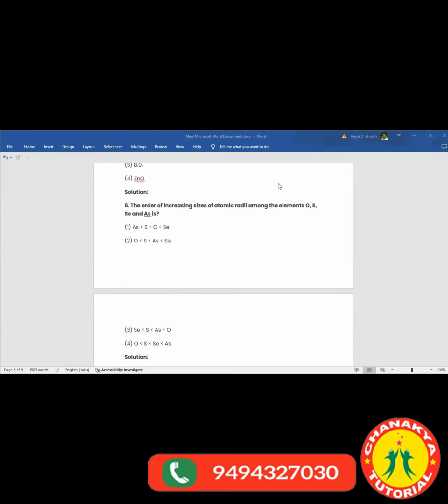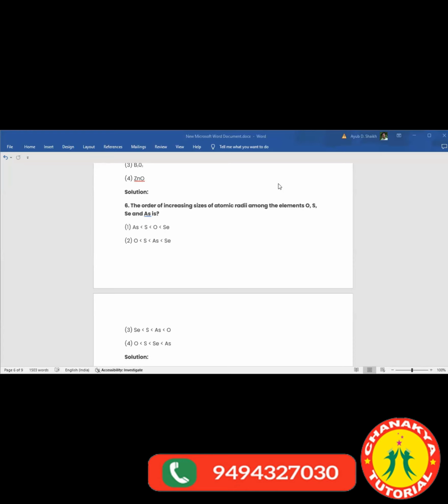Come on, tell me what would be the trend? Increasing atomic radii means from less atomic radii, you have to go for the high atomic radii, right? So we know that in the first period, second period, oxygen is there. I think sulfur would be in the next period, in the same period it won't be there. So obviously sulfur is bigger than that, because atomic number you should be aware of, right?